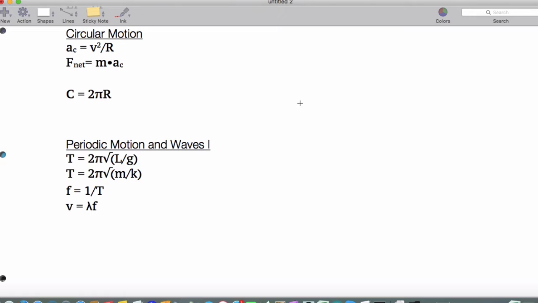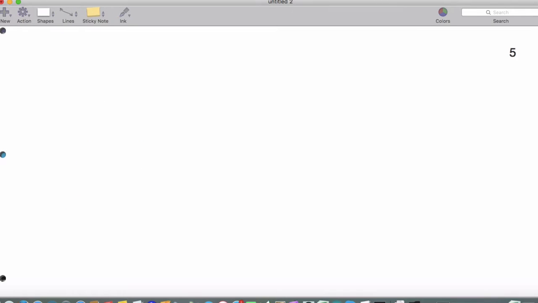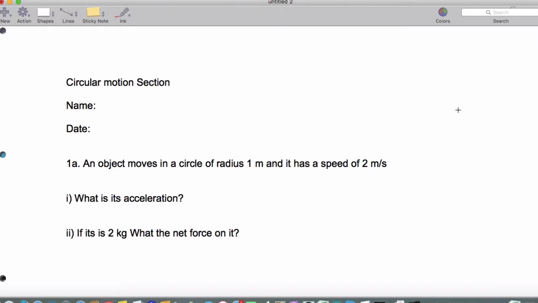Notice I call it topic 1 because after the seniors graduate, we're going to be getting a little bit more advanced with this. So circular motion, we have an object moving in a circle of radius 1. It has a speed of 2 meters per second. And real simple, just to get started, the acceleration is going to be v squared divided by r. Keep it real simple. That's 2 squared, divided by 1, that's going to be 4. Please keep your units straight, meters per second squared.